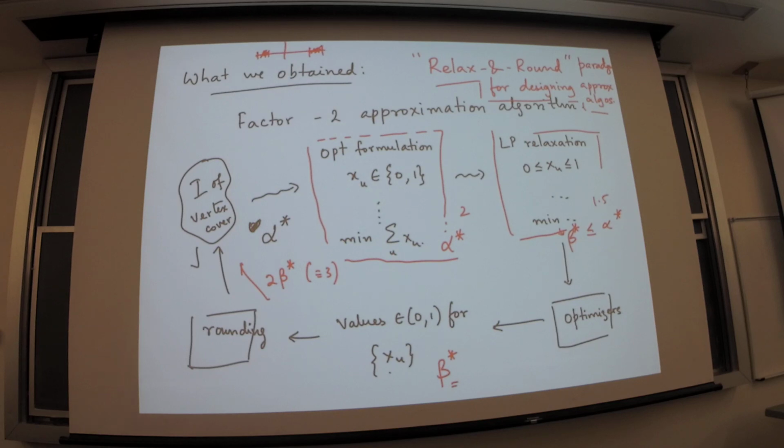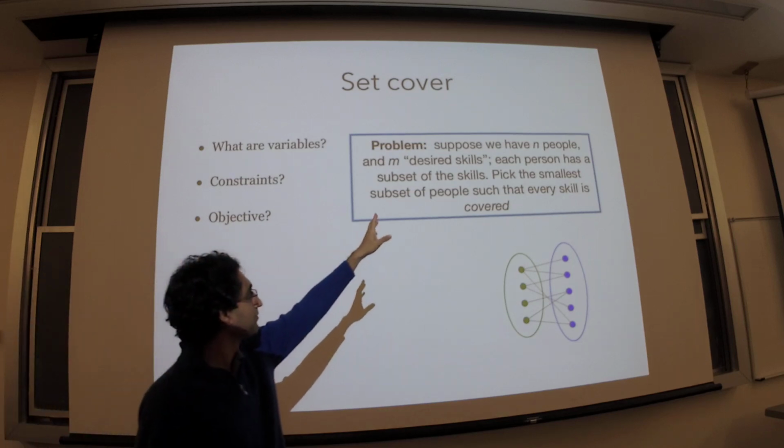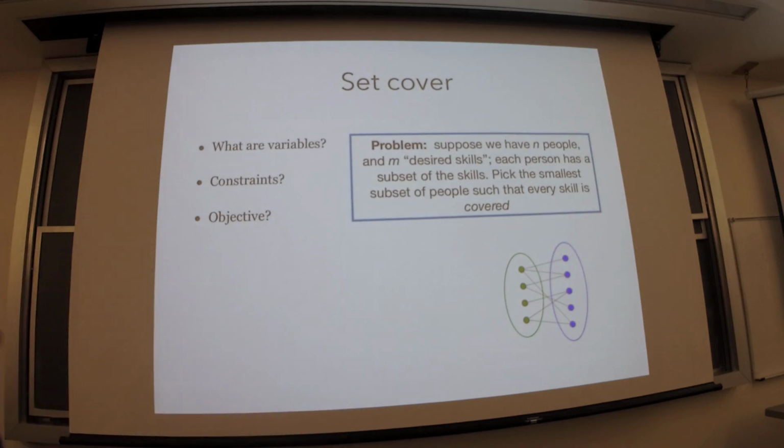So let's now look at the set cover problem. I don't know if I will be able to do it in too much detail, but let me do it in a slightly hand-wavy manner. This problem is very similar to vertex cover, but here the rounding is not as simple. That's what I'd like to illustrate. Okay, so the problem is the following. Again, just to recap, we have N people and M skills.